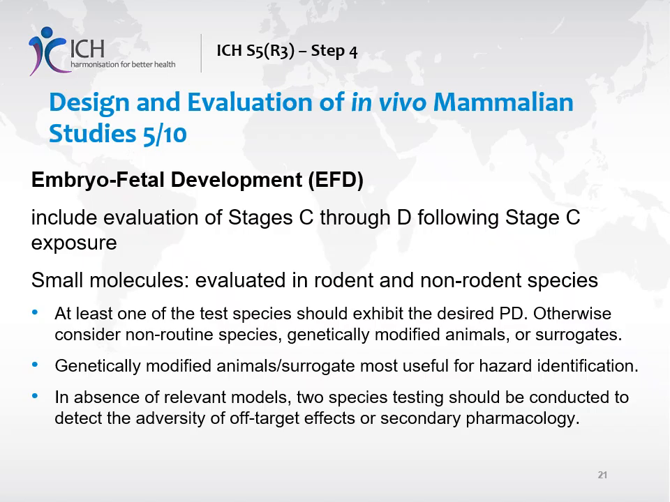If the pharmaceutical is not pharmacodynamically active in any routinely used species, then genetically modified animals, or use of a species-specific surrogate molecule, e.g. in the case of oligonucleotides, can be considered, provided there is sufficient characterization of the model to ensure pharmacologic relevance. Genetically modified animals and surrogate molecules are generally most useful for hazard identification, but have limitations when used for risk assessment.